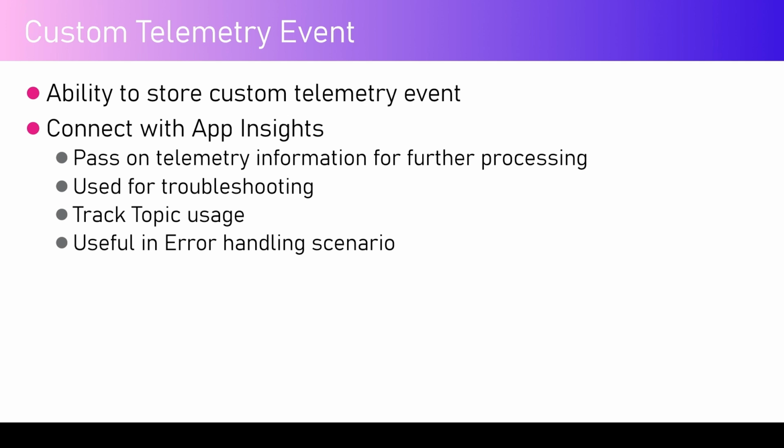An example would be when you want to troubleshoot some scenario, or track the topic usage within your agent. It is also sometimes useful in error handling scenarios, if you want to have an event registered within the application so that you can troubleshoot at a later stage. Also, if you have deployed this application in the production environment, you can track without even editing a single line of code or a single configuration within the production system. I'll show you in action how all this can be configured.